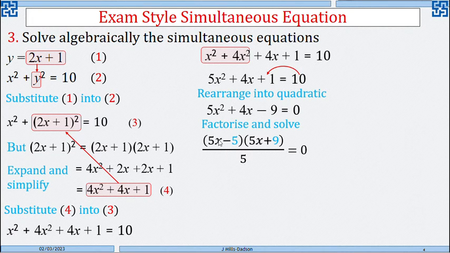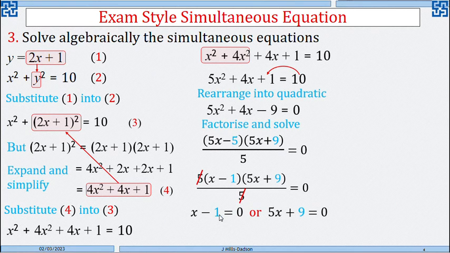So here we can factor out 5, and you can now cross out the 5. So we end up having x minus 1 equals 0, or 5x plus 9 equals 0. We need to work each separately to get the x value and use it to work out the y value. So let's first start with x minus 1 equals 0. If x minus 1 is 0, then it means x will be equal to 1.